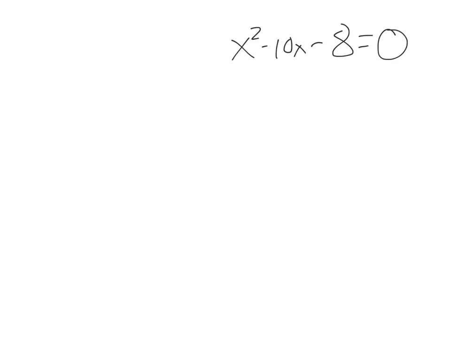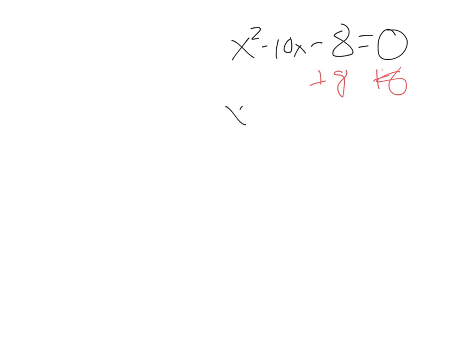So I'm going to solve by completing the square. So I have x squared minus 10x minus 8. My first step is I want everything without an x to the other side. So I'm going to add 8 to both sides.